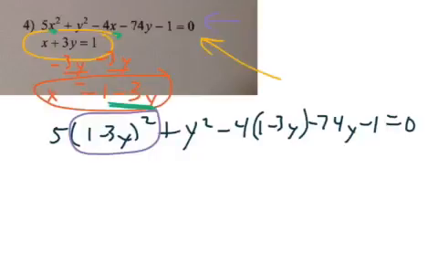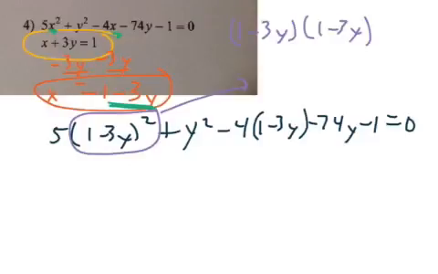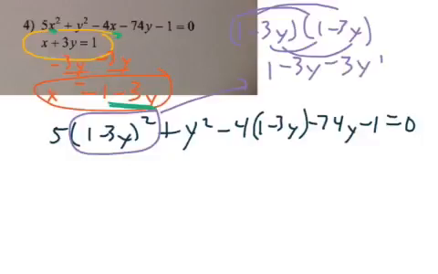Now continuing on here, what makes this problem a little bit tougher is I have to square that. So over here in purple, I'm actually going to square that. I'm going to take 1 minus 3y times 1 minus 3y. And to save a little time, I'm going to use the distributive property like so. If you do it correctly, you're going to end up with 1 minus 3y, minus 3y, plus 9y squared. And minus 3y minus 3y is a minus 6y.